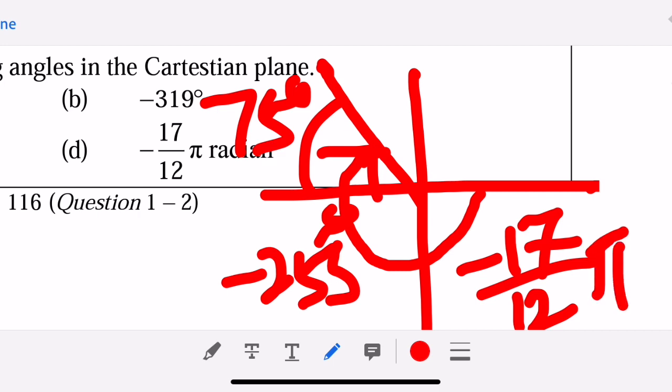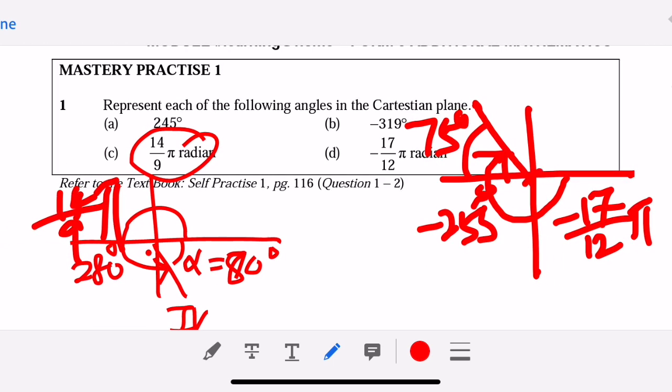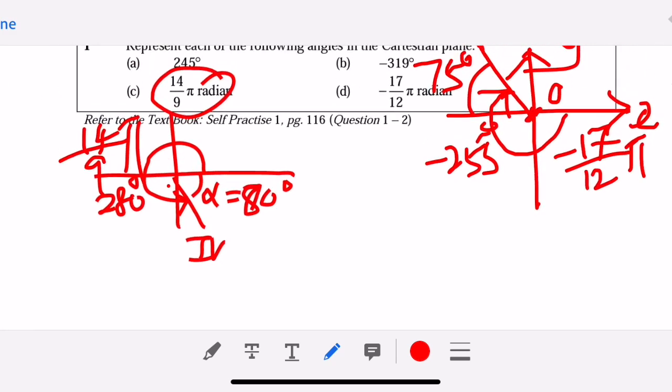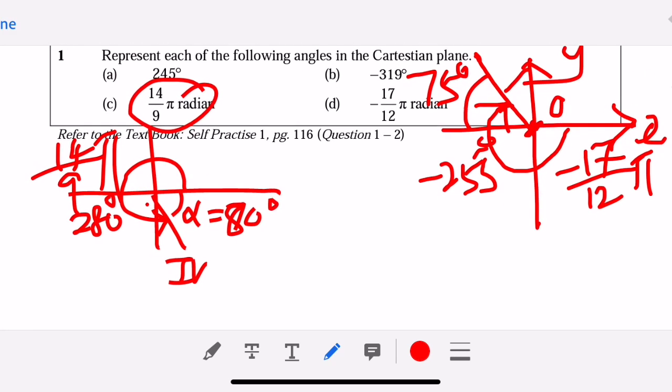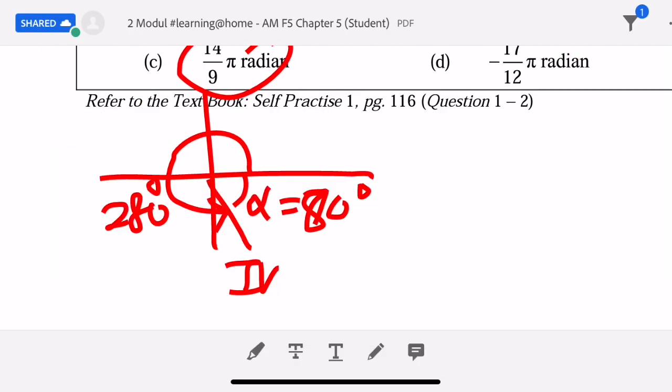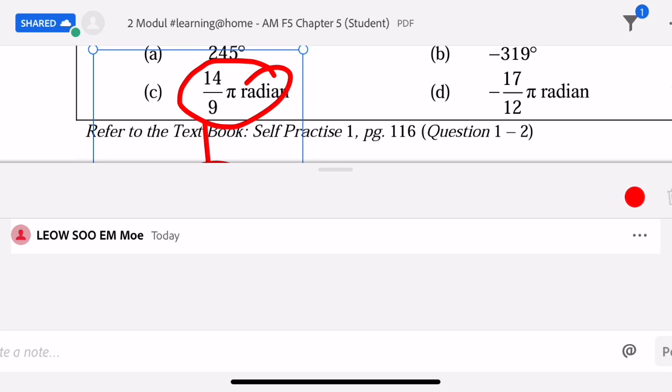Alright, so that's how you label the angle in the Cartesian plane for positive and negative angles. So this will be our first lesson for trigonometry. I have taught you how to sketch the angle, right? So I hope you have no problem.